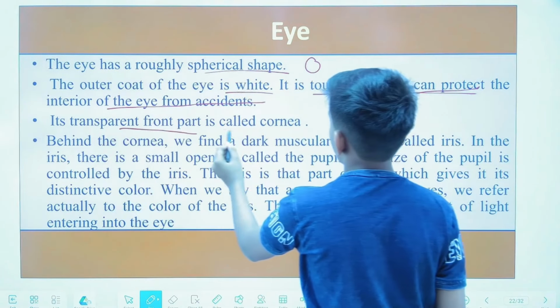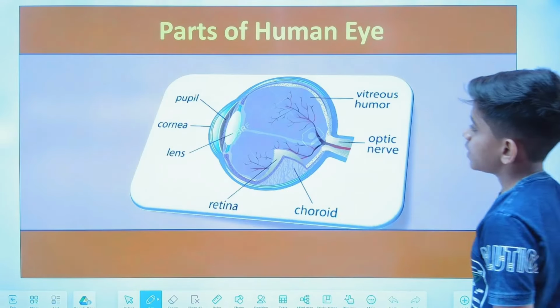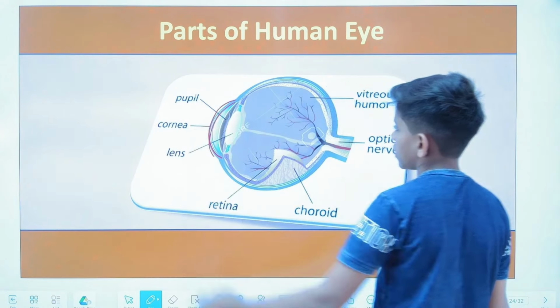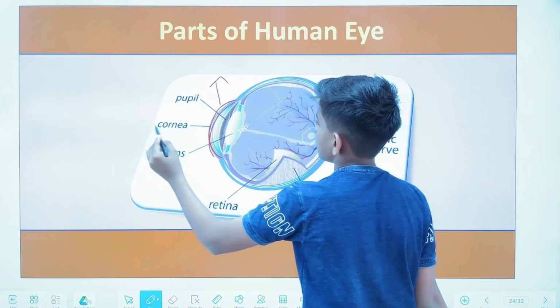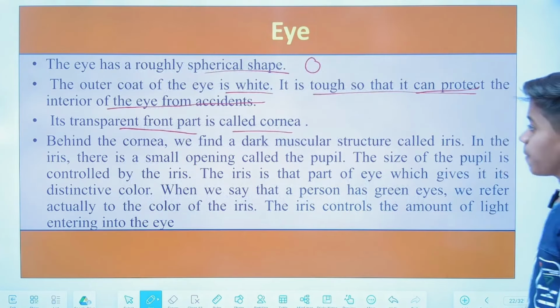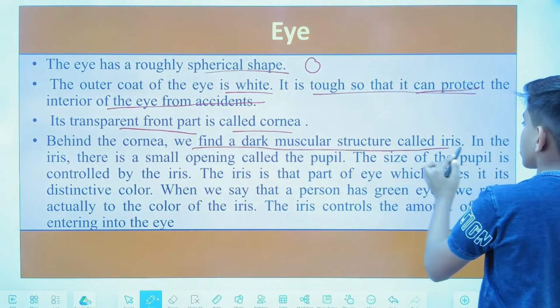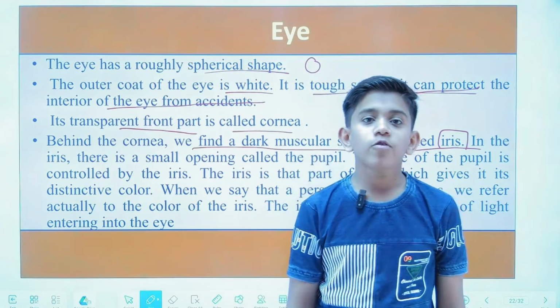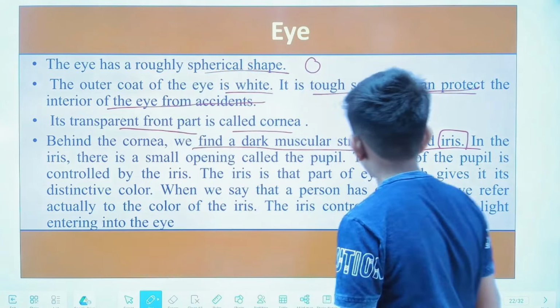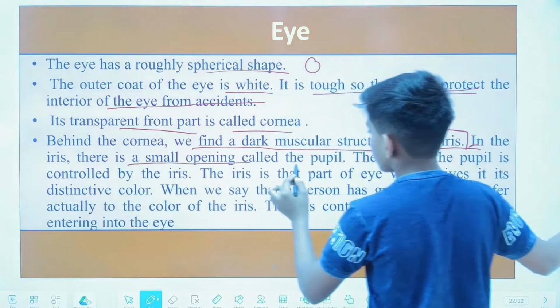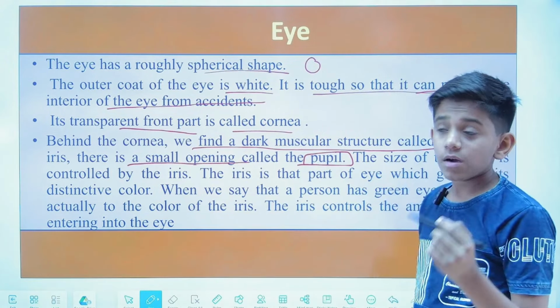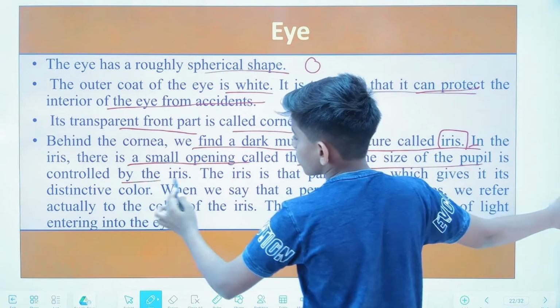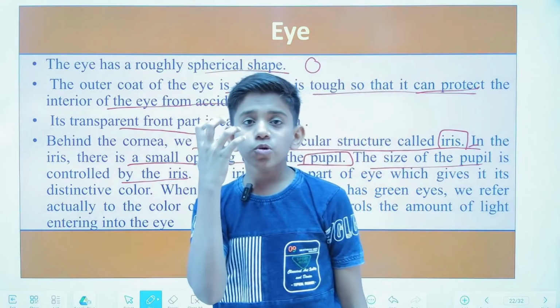Its transparent front part is called the cornea. This front part is the first part where the light rays come in. Behind the cornea we find a dark muscular structure called the iris. The iris decides the size of the pupil, and it also decides the color of your eye. In the iris there is a small opening called the pupil. The size of the pupil is controlled by the iris, which determines how much light should come into your eyes.